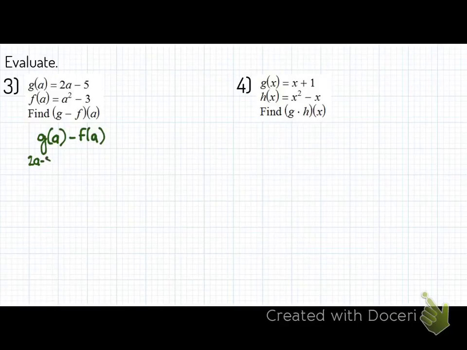2a minus 5, okay? And then we're going to subtract the second term, which is this binomial, a squared minus 3. Since I'm subtracting this whole binomial, I'm going to have to put parentheses around it. And put parentheses around the first one, right? I got one binomial subtracted by another binomial, right?